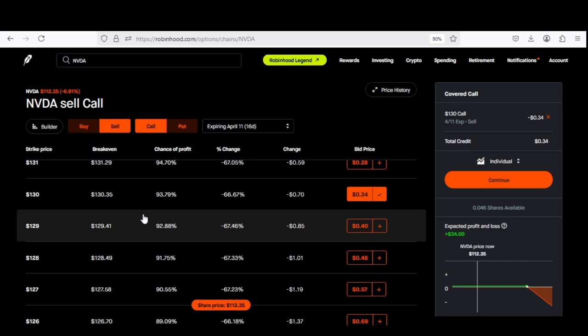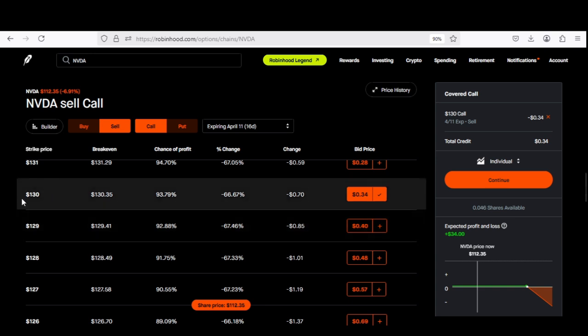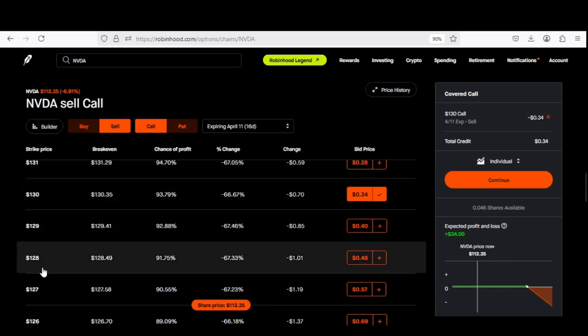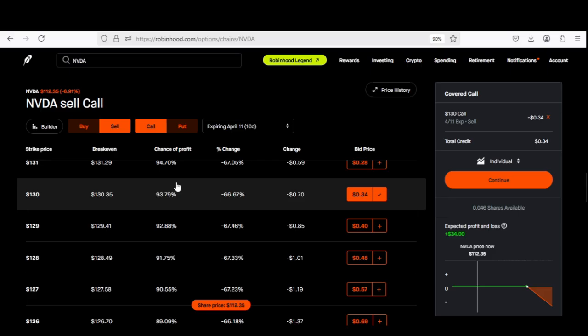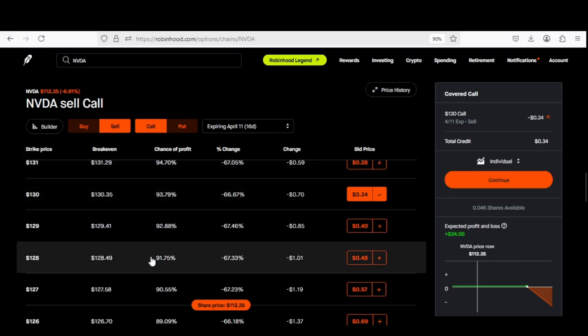Remember, it is your portfolio. Feel free to reduce your strike price. Let's say you're going to go down to 128 now. That's also going to reduce your chance of profitability. You're going to move from 94% down to 91%, which is still pretty high.